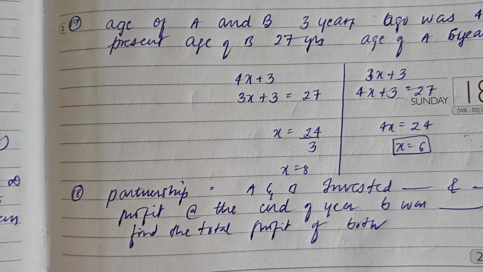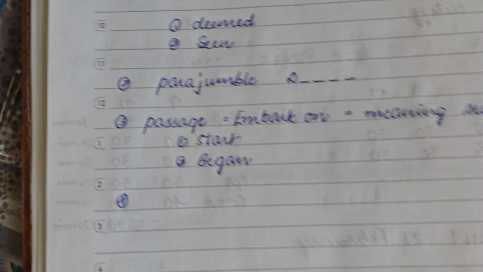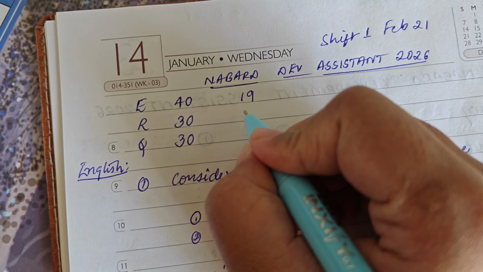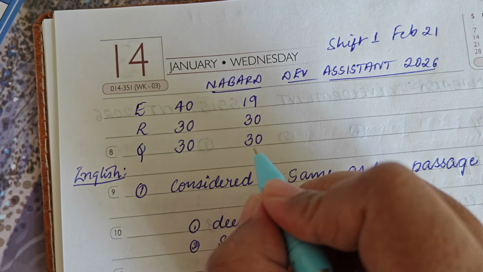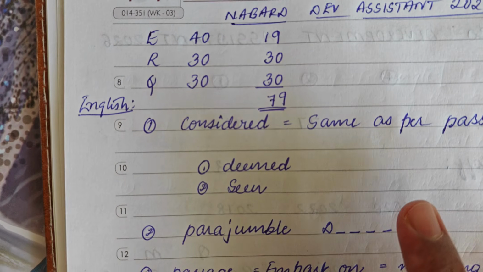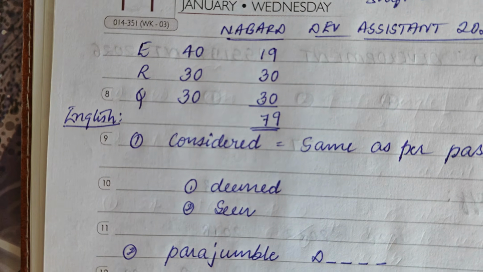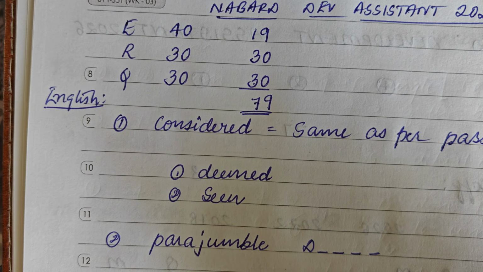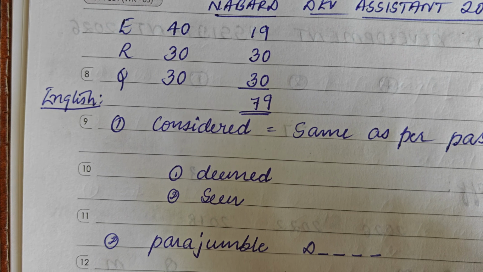So as I said, my attempts in the English section are just 19, and in reasoning I attempted all 30 questions, and in quants also I attempted all 30 questions. So overall my attempts are 79, but I'm not sure about the accuracy in the English section. I tried my best to attempt those questions which I know 100%, but I don't know whether I did the remaining ones correctly or not.